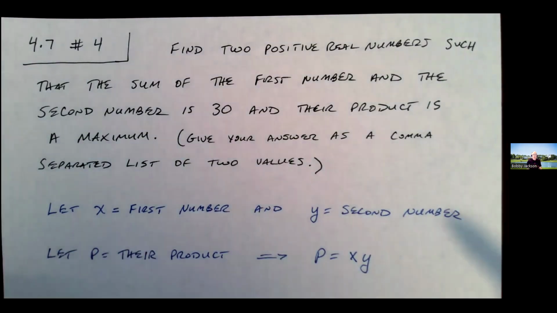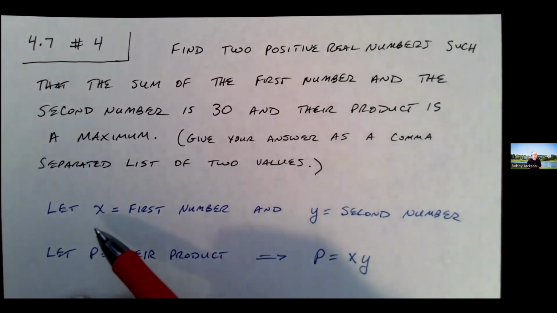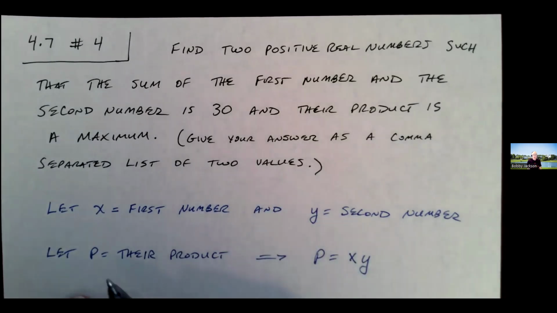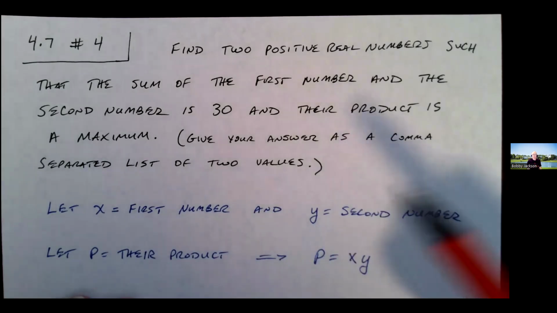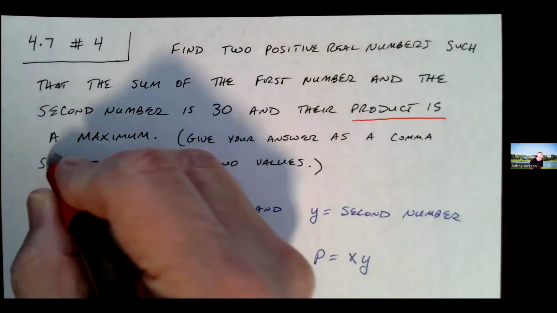Okay, so to set this problem up, this is the way you should do it on a test. Similarly, you want to assign some variables, showing your work. Let x be the first number and y be the second number. If P is their product, then P is equal to xy, and we're trying to maximize P. That's the point. Find the two numbers such that the product is a maximum.